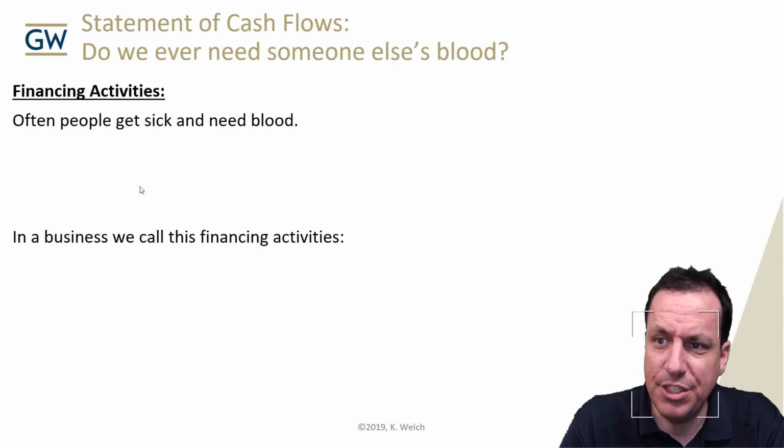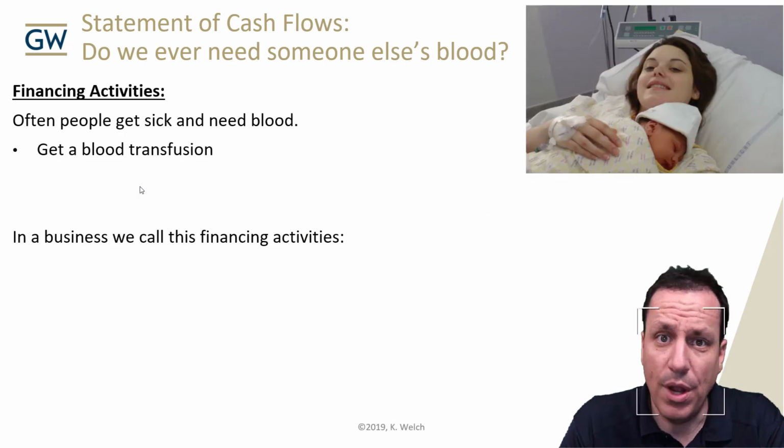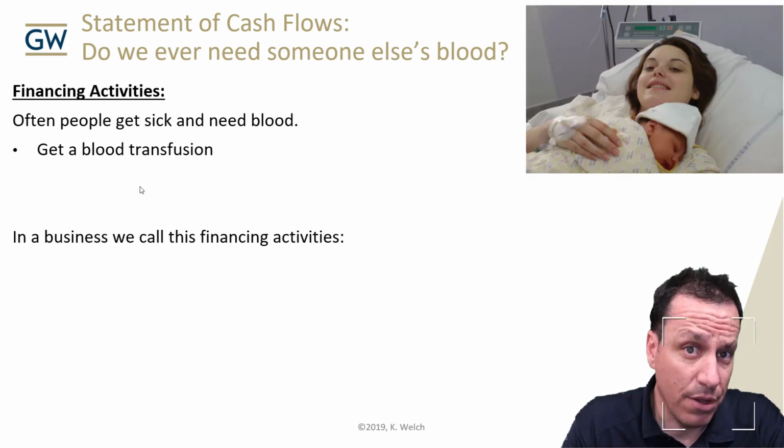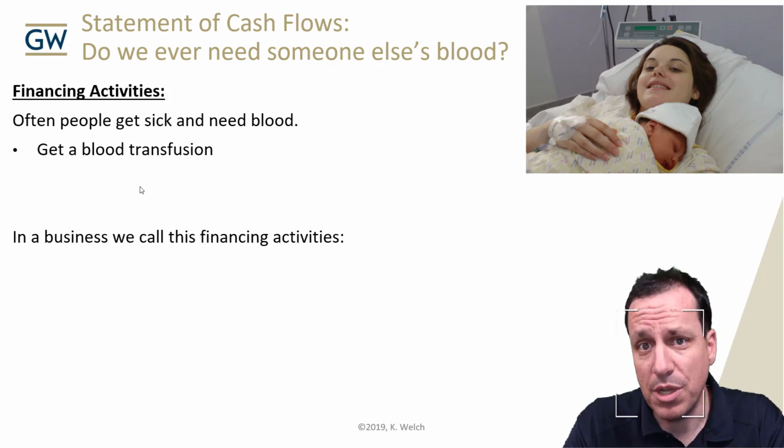Staying with the body analogy, people get sick and need blood. What do they need? They need a blood transfusion. I have no idea who this woman is, by the way. I just found her online, but she just had a kid. Maybe she needed a blood transfusion to help supplement the blood she had.